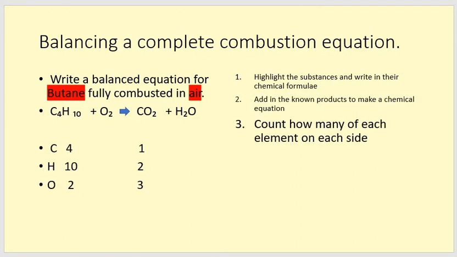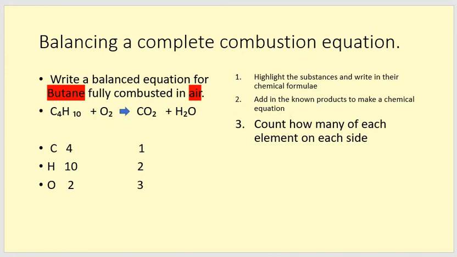Step 3. Count how many of each element on each side. So carbon, at the beginning there's 4 on the left hand side, 1 on the right hand side, not balanced. Hydrogen, 10 on the left and 2 on the right. Oxygen, 2 on the left because it's O2 and 3 on the right because you've got 2 in the carbon dioxide and 1 in the water. So none of these are balanced. Straightforward so far. I'm sure that none of you have got any problems yet.